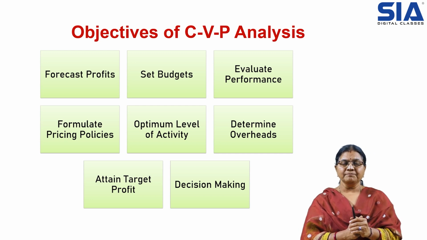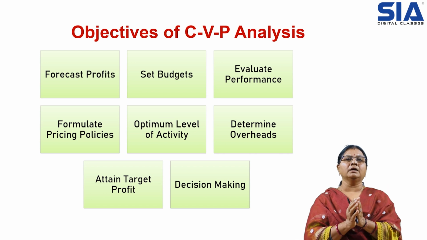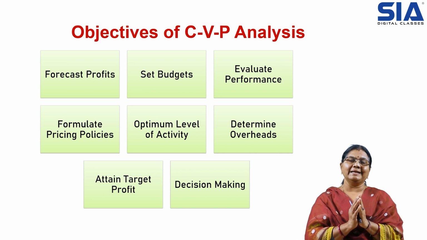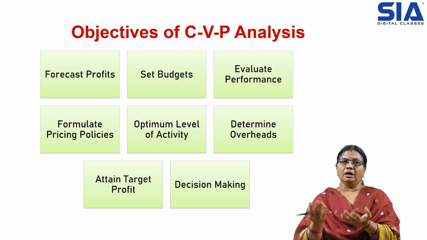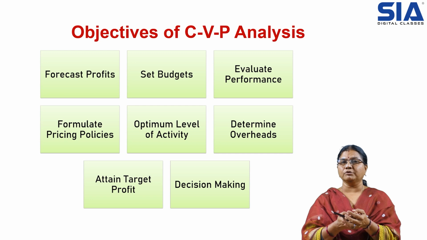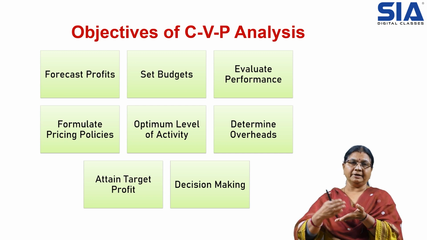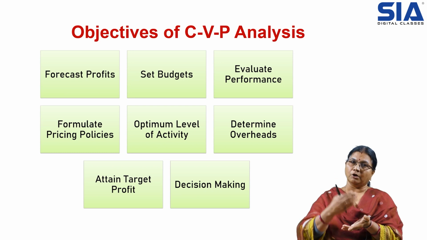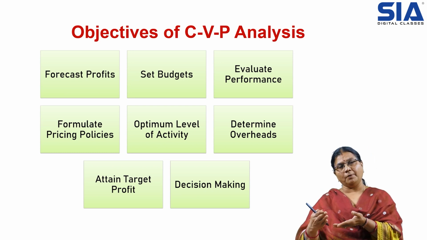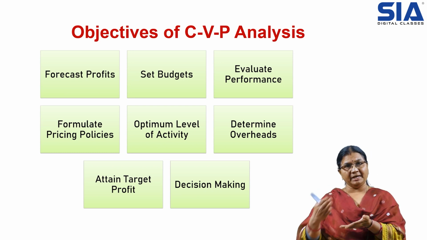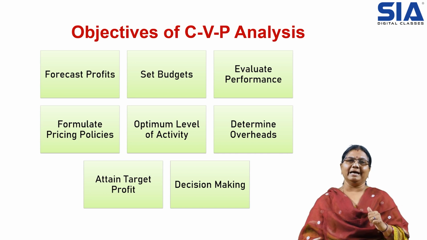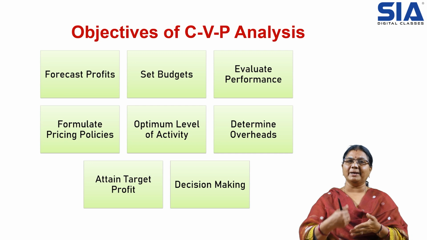Then decision making. Overall, the end result is decision making. Out of all the analysis, it will help us in key decision making related to production. What product you have to produce, whether you can continue to produce that product, or you have to drop that product, or you need to shut down the operations, or continue the operations, temporary shutdown, permanent shutdown. All such key decisions can be made on the CVP analysis. It will help us to judge.